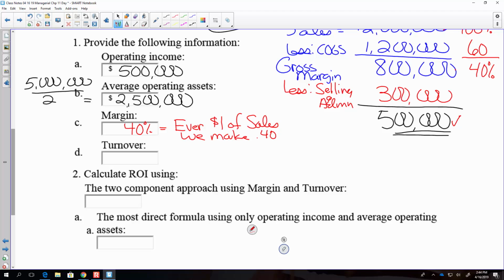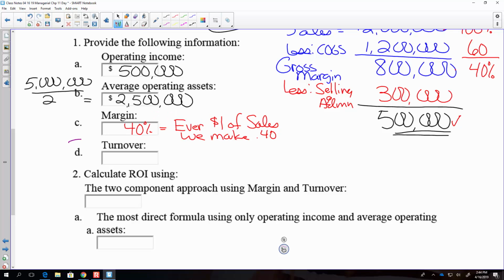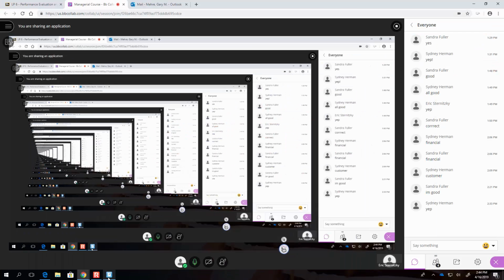All right, our final answer, or letter D, is turnover. Sometimes the industry calls this sales turnover, right? Sales turnover ratio. How do I get that particular number? Guys at home, how do I get the turnover ratio? Anybody remember? Can you Google it?